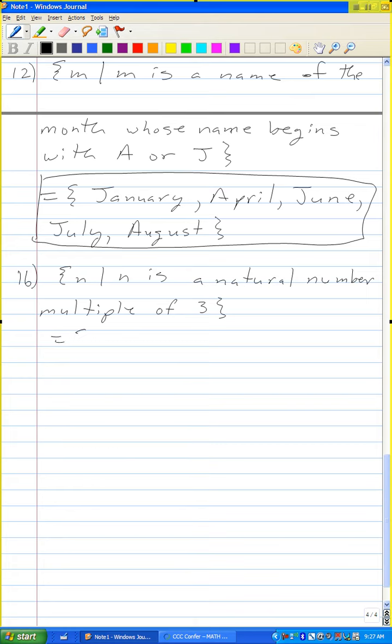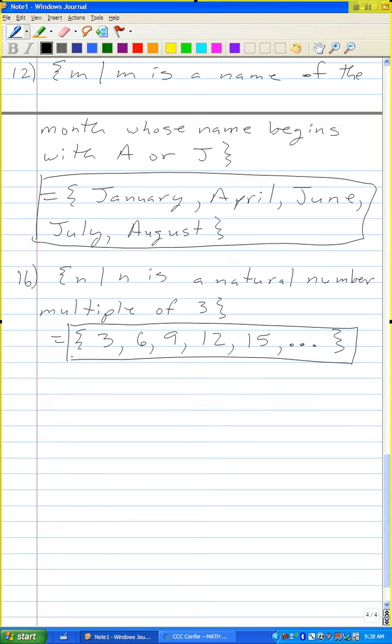And so in this case, the multiples of 3 are 3, 6, 9, 12, etc. I'll just use these ellipses to denote the fact that we continue with the same pattern, in this case forever.